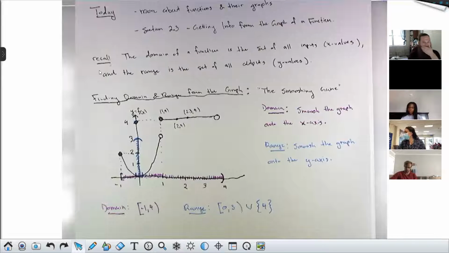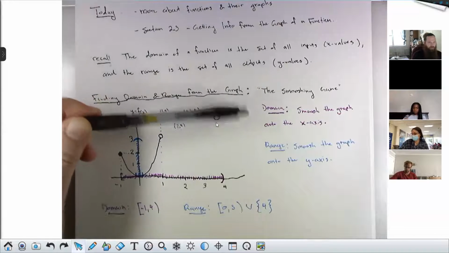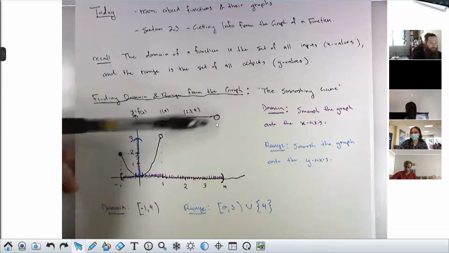In the domain. Okay, yeah, let's come back and talk about that a little bit. When we're talking about the domain, we want to flatten everything onto the horizontal axis, onto the x-axis. So let's look just at this piece for now.